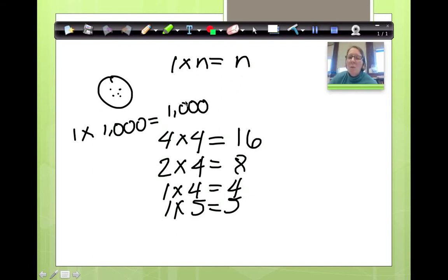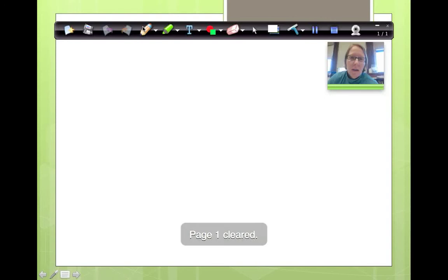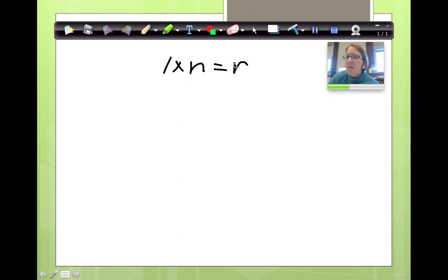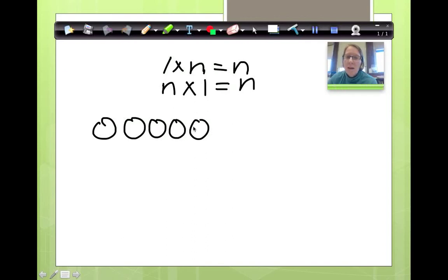All right, now draw a line under what you just drew, and let's make another. When you have multiplication, so you have 1 times any number equals that number, you can use the commutative property. What's the commutative property? It means that you can flip-flop. So this means any number times 1 should equal that number. Well, let's see. So let's do 5 circles, and let's put 1 dot in each one. So 5 groups of 1 equals what? 5. Does it work? It sure does.